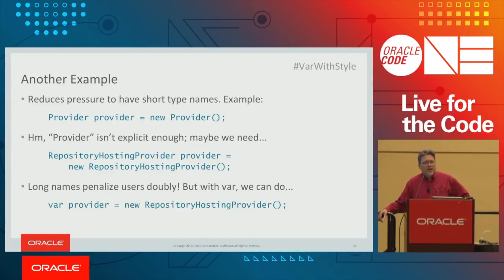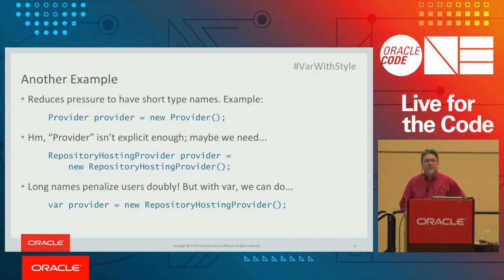All right, so here's another one, and instead of choice of variable names, it goes to choice of type names. So suppose we have something called a provider, and we say provider equals new provider. Well, what kind of provider is it? Is it a provider of a crypto algorithm? There are a bunch of those in the JDK. Well, in the case that I was talking to one of my colleagues, actually, no, it's not that at all. It's a provider of repository hosting services.